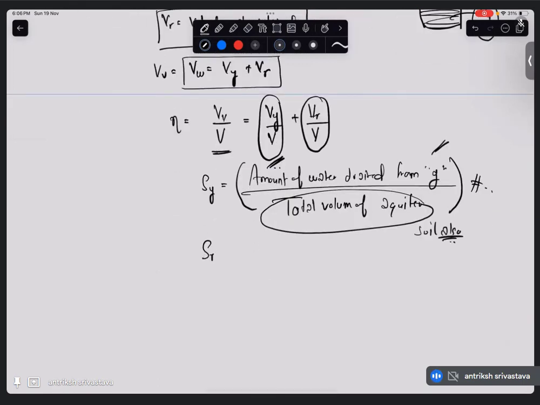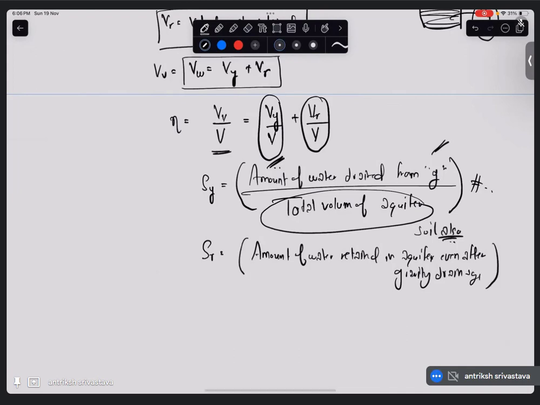And what is your specific retention? It is the amount of water retained in the aquifer even after gravity drainage divided by the total volume. This is your specific retention.